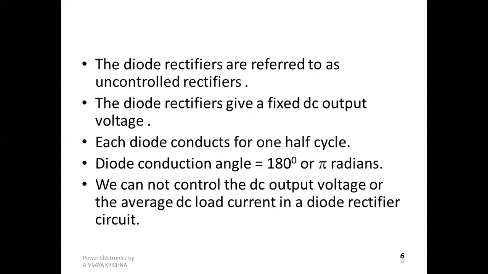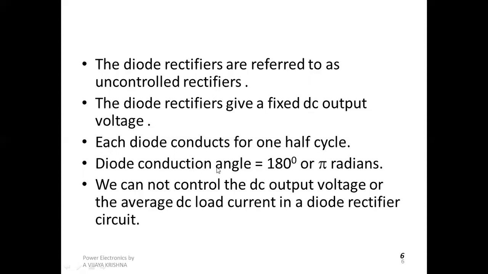Here, each diode conducts for one half cycle. The diode rectifiers are referred to as uncontrolled rectifiers because there is no controllable terminal available. That's why we call it an uncontrolled rectifier. The next one, the diode rectifier gives a fixed DC output voltage, and each diode conducts for one half cycle.